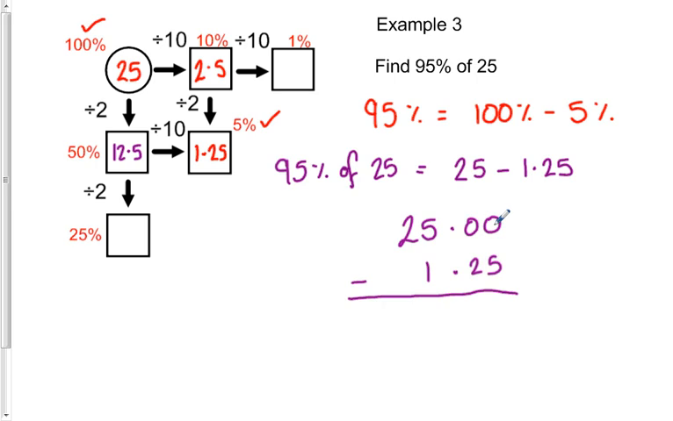0 take away 5 we can't do because we'll need to exchange, but there's nothing to exchange with here, so we carry on going. 5 drops to 4, gives us 10 in our 10ths box. Now we exchange from the 10, drops to 9, gives us 10 in our 100ths box. Now 10 take away 5 is 5, 9 take away 2 is 7, our decimal point lines up, 4 take away 1 is 3, and 2 take away nothing is 2. That gives us 23.75. 95% of 25 is 23.75.